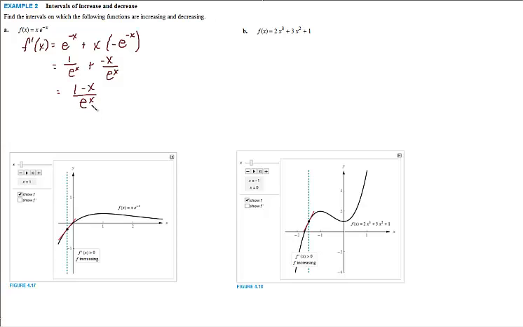e to the x is never 0, so it's not going to be undefined. So I have one critical point. That critical point is at x equals 1. So I know that at 1, the derivative is 0. What I need to do is see what the derivative is on the right side of 1. I could use 1/2, but I don't like to make it easy on myself, so I'm going to see what it is at 2. And then I'm going to do it over here on the left side. I'll make it easy on myself and do it at 0.